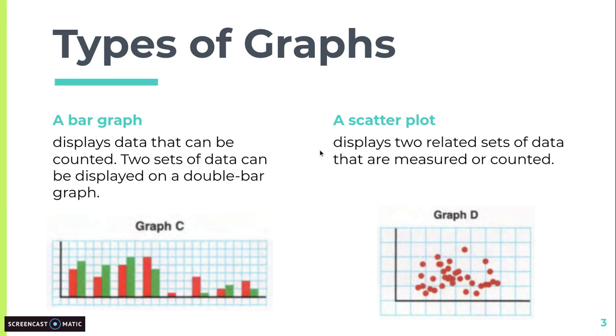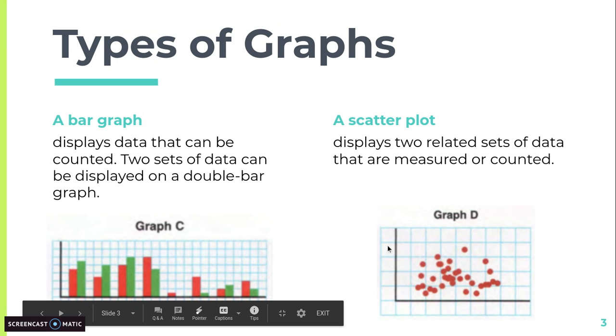Then we have the bar graph, which displays data that can be counted. So two sets of data can be displayed on a bar graph. You can even have 3, 4, depending on what you're trying to show. Could end up being a very large bar graph, but you can compare a bunch of different data sets on a bar graph. A scatter plot displays two related sets of data that are measured or counted. So that means that you have numbers along here and numbers along here.